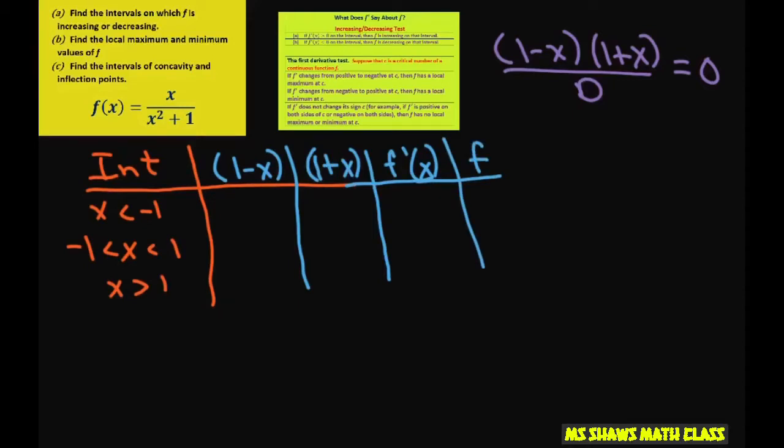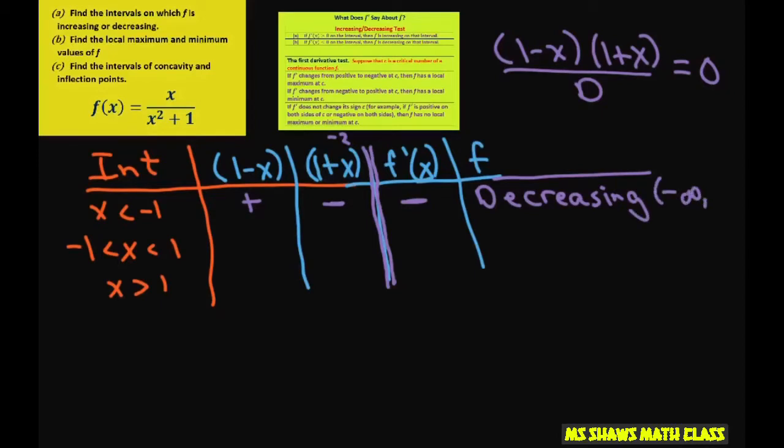So when x is less than negative 1, say if I put in a negative 2 here, this is going to make this a positive. If I plug in negative 2 on this one, I'm going to get a negative number. So when you multiply a positive and a negative, you get negative. Since it's negative, that means it's decreasing on the interval negative infinity to negative 1.